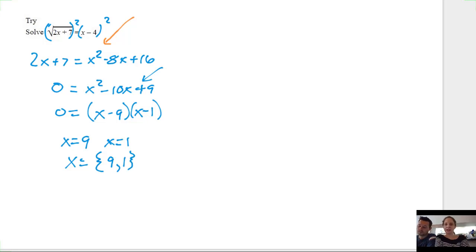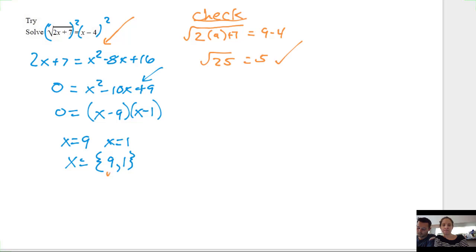Okay, now I'm just guessing that one of these is extraneous because of what we were just doing. Which one are we checking first? Is there always an extraneous one? No. Okay. Which one are we checking first? 9, because it came first. 2 times 9 plus 7 equals 9 minus 4, which is 5. 25 does equal 5. Looks good.